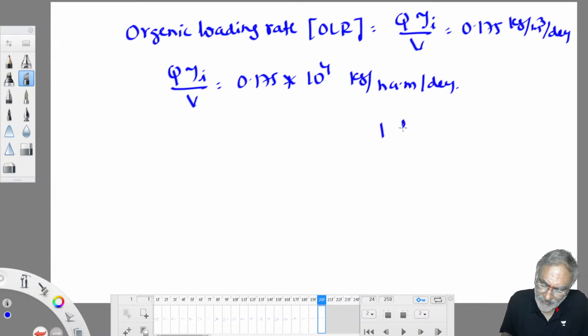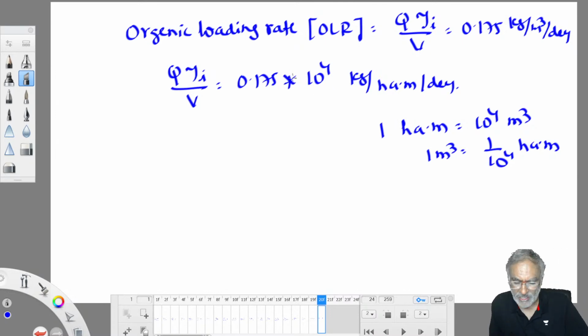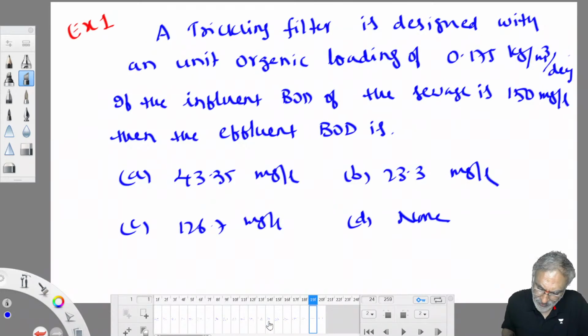Listen now, 1 hectometer is equal to 10 power 4 meter square into meter cube. Therefore 1 meter cube is equal to 1 by 10 power 4 hectometer. This is there in denominator, so denominator of denominator goes to numerator. So 10 power 4 goes to the top. Now it is simple. You have been asked to find out what?